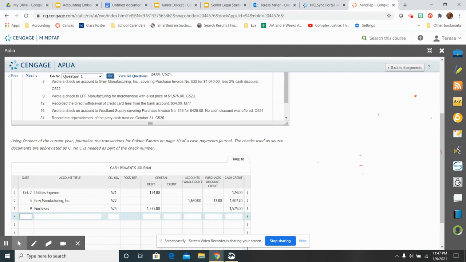Well, I guess you can't ask them here, but write them down and let me know if you have any questions. All right, the next one we have on the 12th, we recorded the direct withdrawal of the credit card fees from the bank account, $64, M77. So this is one of those situations where the bank has direct access to our money. So although we don't have to write a check, it is still a cash credit because it reduces the value of our cash account.